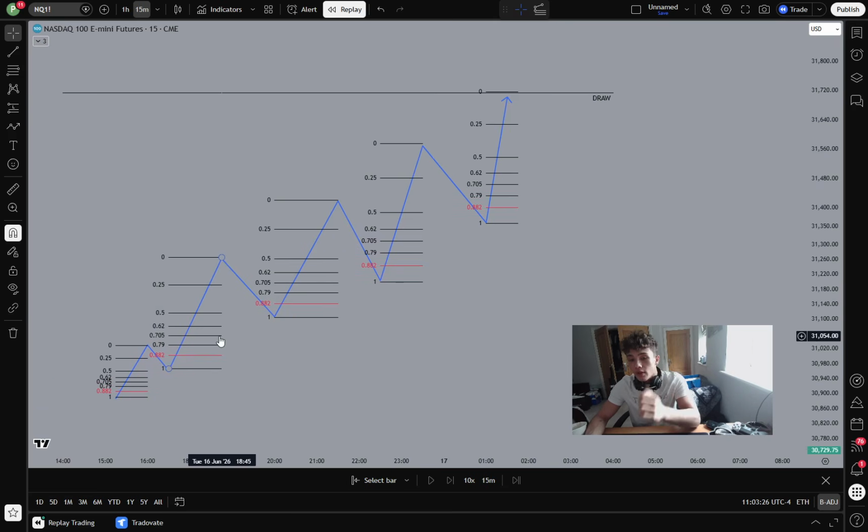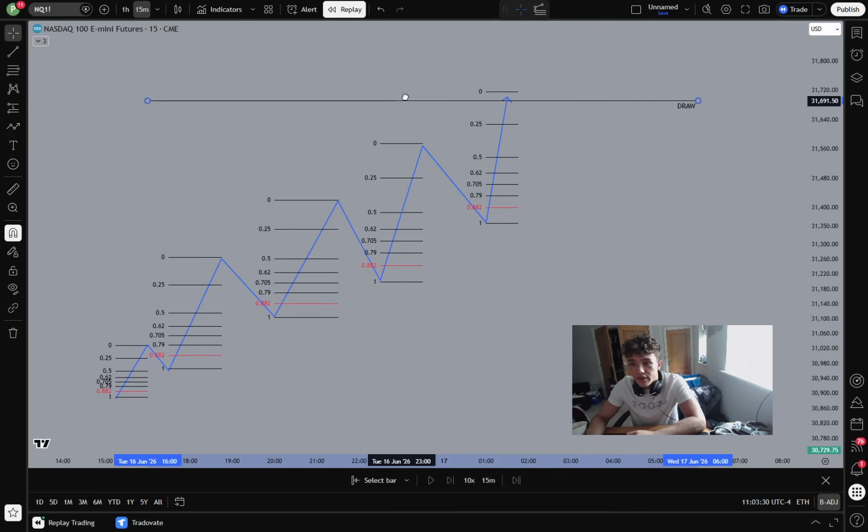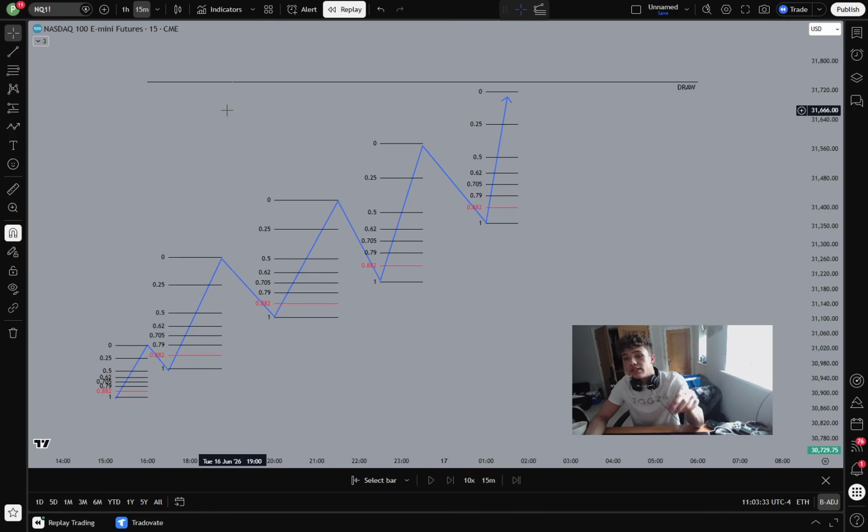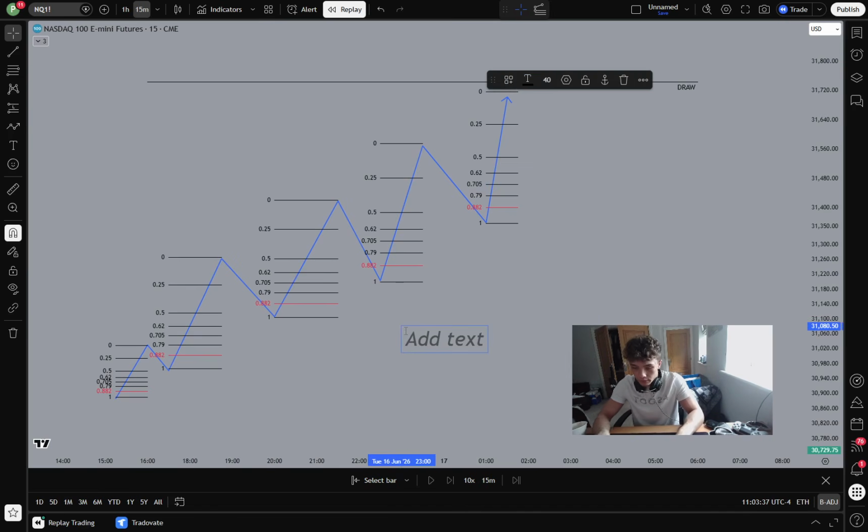So let's look at this. You're looking for that draw. That draw is the most important. That's what's going to define every single OTE trade you take. OTE without a draw is just gambling, right? And that's the biggest thing ever. Let me write that down. OTE without a draw is gambling.